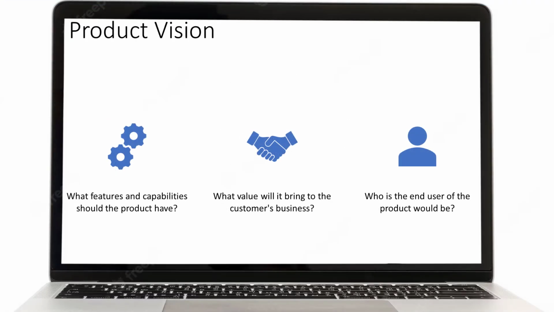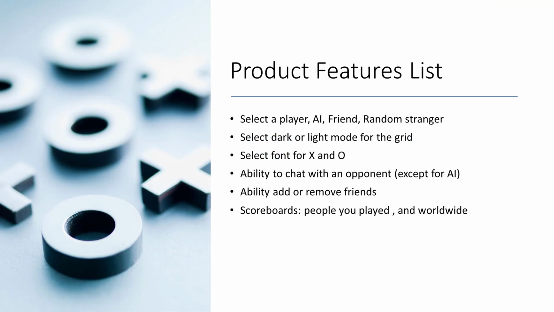The product vision development is an essential step in the Agile project where the following questions need to be answered. What features and capabilities should the product have? What value will it bring to the customer's business? Who is the end user of the product going to be? Let's start with listing product features. In this case, it will be: select a player, AI, friend, or random stranger.